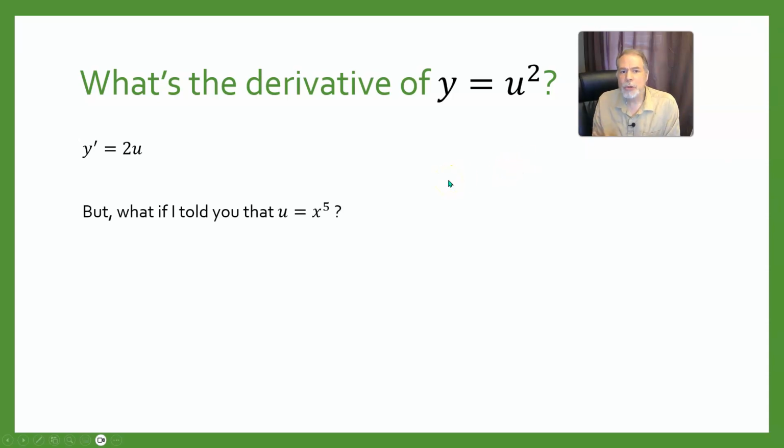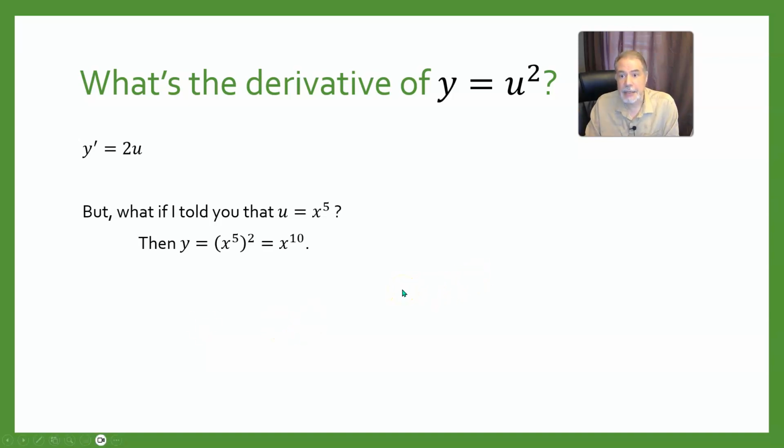But what if I told you that u stands for x to the 5th power? We can do things like that in math. We can use a letter to stand for something else, some other number or expression or whatever, and then whatever's true of that letter is true of the thing that it stands for. So if u really stands for x to the 5th power, then y, being u squared, should be x to the 5th squared, which is x to the 10th.